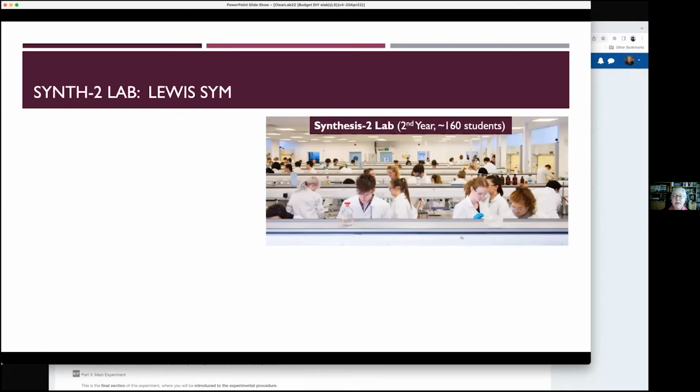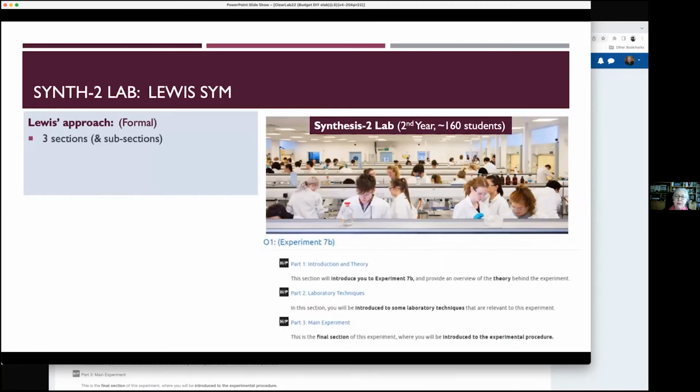Now our lab is a second year lab, it's got 160 students, and his approach was more formal, more of what you would expect as a lecturer. Okay, so more of a formal lecture approach. And he split the content into 3 subsections here. So you can see we have, whoops, where's my cursor gone? Introduction and theory, lab techniques, and main experiments.